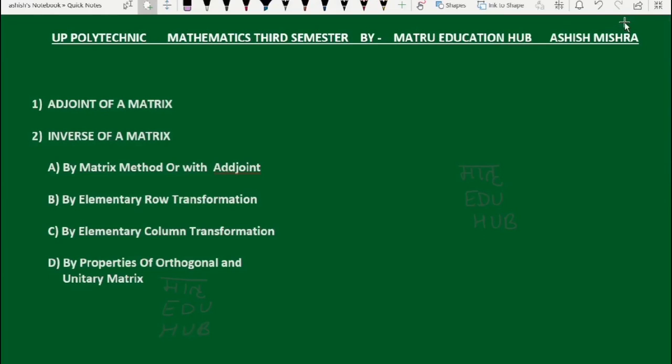We are discussing matrices. This is another very important video for matrices. In this video, we discuss the adjoint of a matrix, the inverse of a matrix by the matrix method or adjoint method, by the elementary row transformation method, by elementary column transformation, and by properties of orthogonal and unitary matrices.